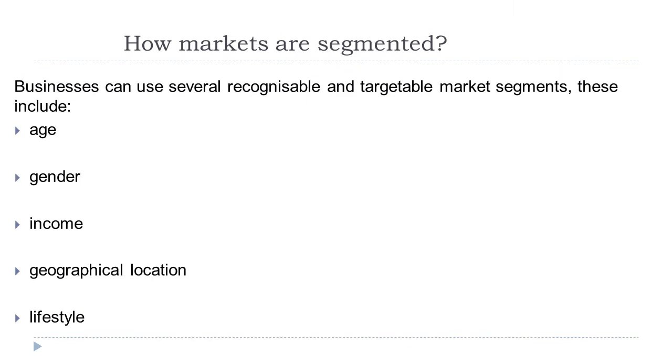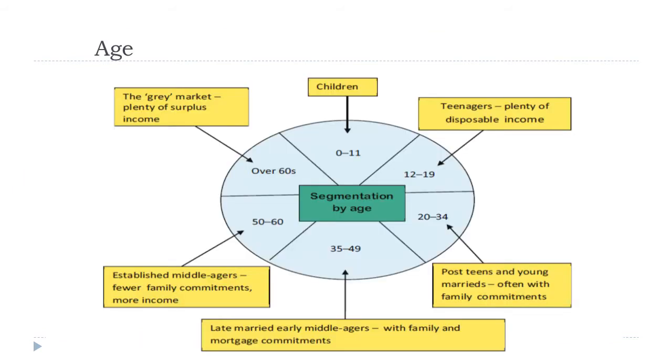Now we divide our segments into these main categories. Okay, there are others, but in general, in broad terms, we divide them up through age, gender, income, geographical location, and their lifestyles and interests. I'm going to go through each of these in turn.